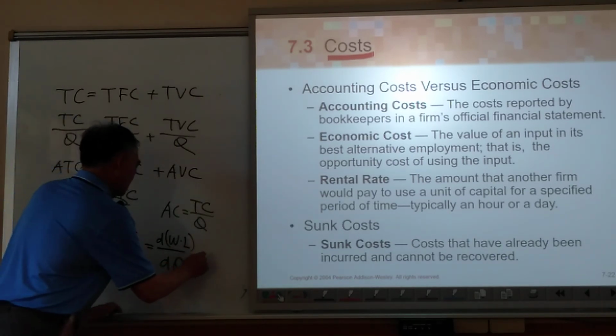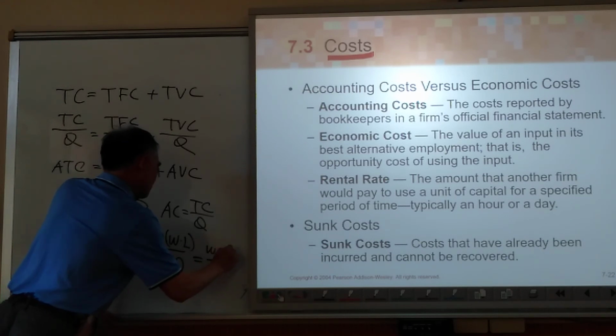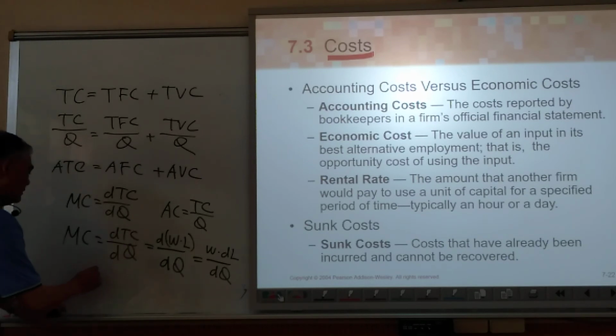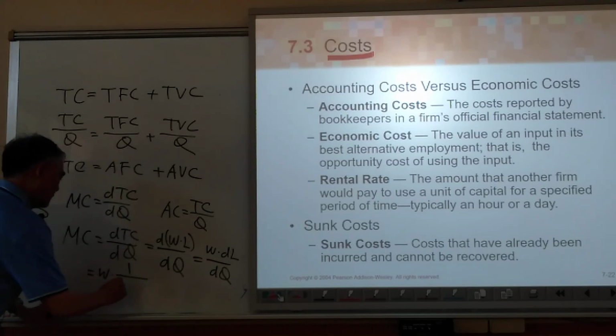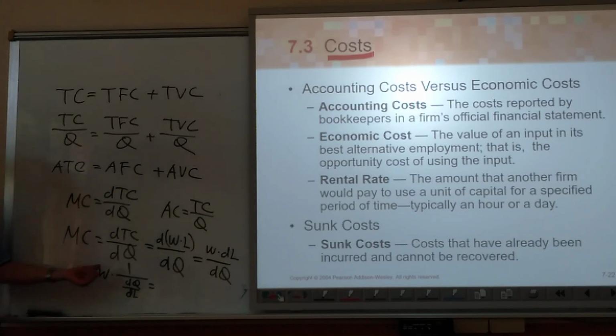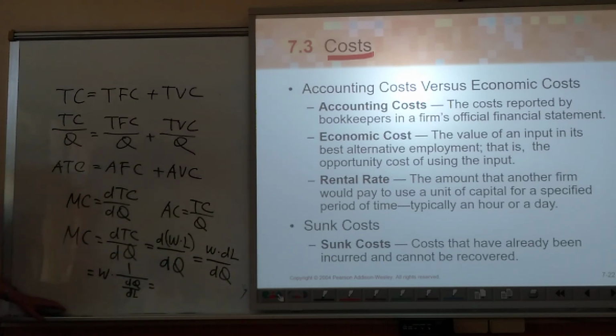So what's going on here? Because W is a constant, we can factor it out. So you have W times dL/dQ. And what will happen is that it is equal to W times 1 over dQ/dL. Make sure that you know that this one is the same as this one. So what do you get? What's dQ over dL? What is this?